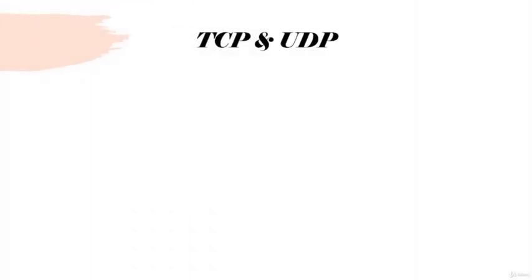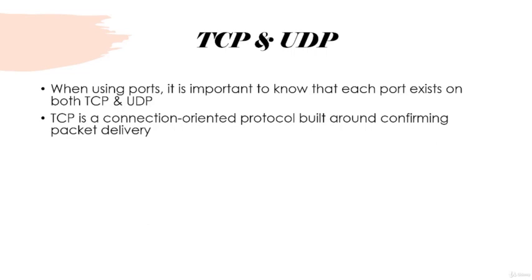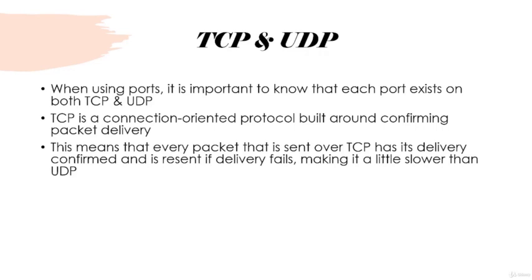So now let's go into a little bit about TCP and UDP. When using ports, it's important to know that each port exists on both TCP and UDP. Like there's a TCP 80 and there's a UDP 80; there's TCP and UDP for both. TCP is what is known as a connection-oriented protocol, and that's built around confirming packet delivery. When packets are sent, every delivery is confirmed, and it's resent if delivery is ever seen to fail. That makes it a little bit slower than UDP, but it's more reliable.